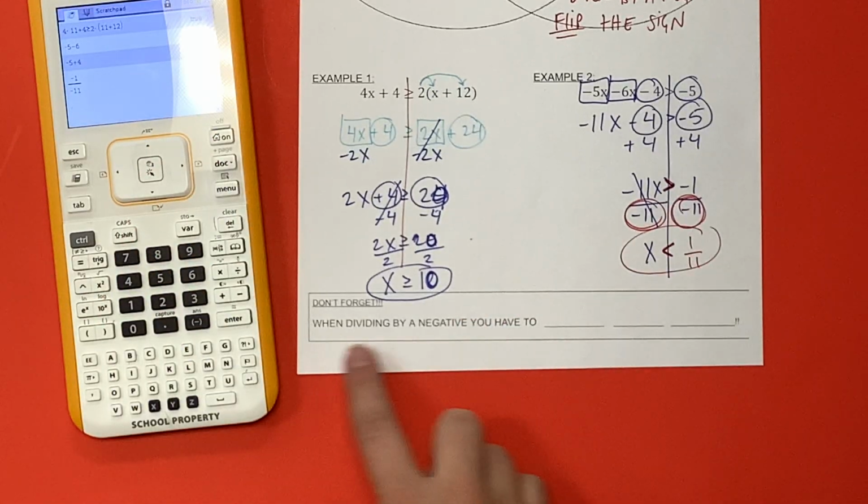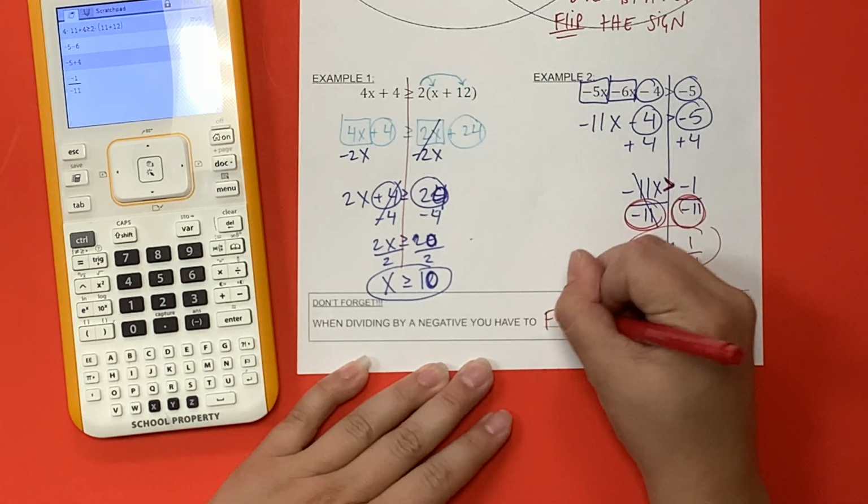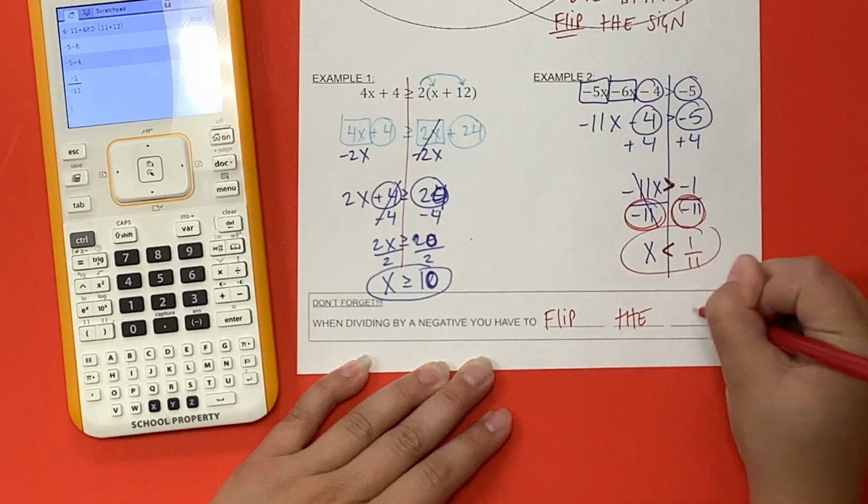Let's talk about this last part down here, this last box. It says, don't forget when dividing by a negative, you have to flip the sign.